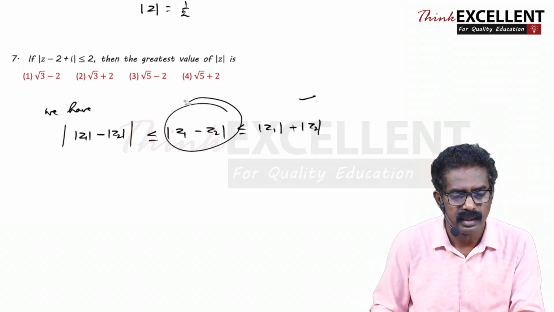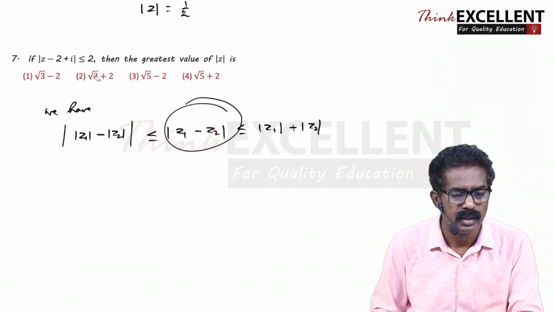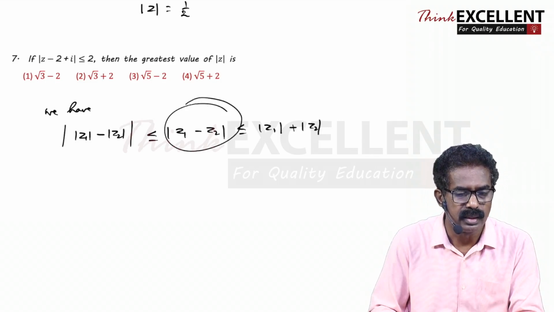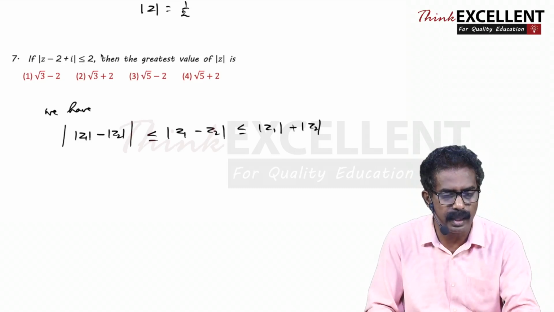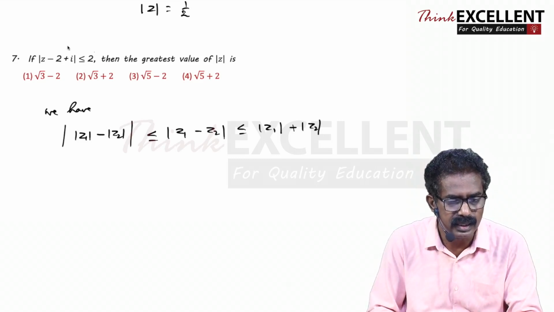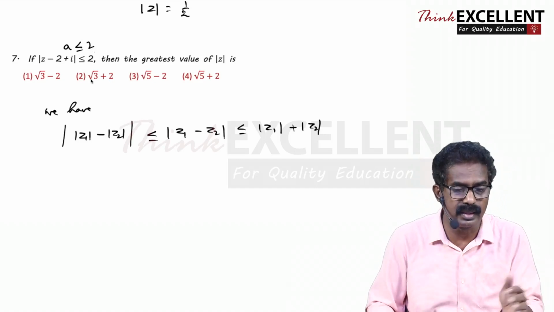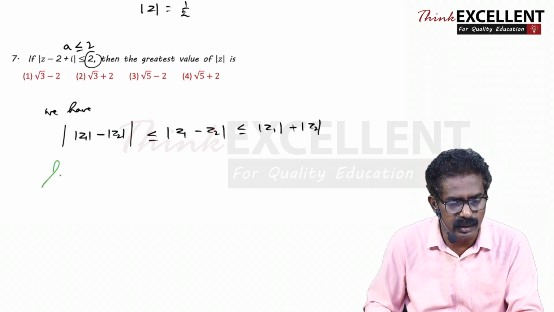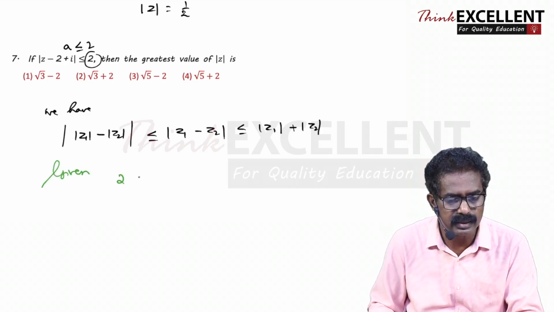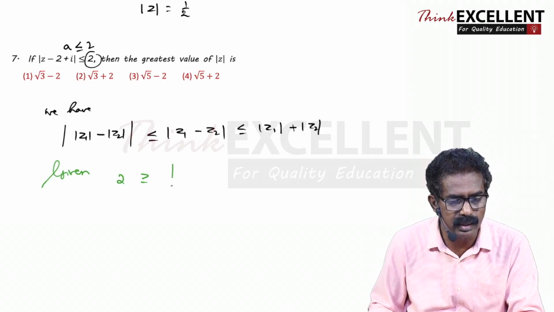Now listen how to do this question. See what they asked. If modulus of Z minus 2 plus i is less than or equal to 2. A is less than or equal to 2 means 2 is greater than or equal to A, right? So I'm going to start from here. I can say what is given in the question. Given 2 is greater than or equal to modulus of Z minus 2 plus i.